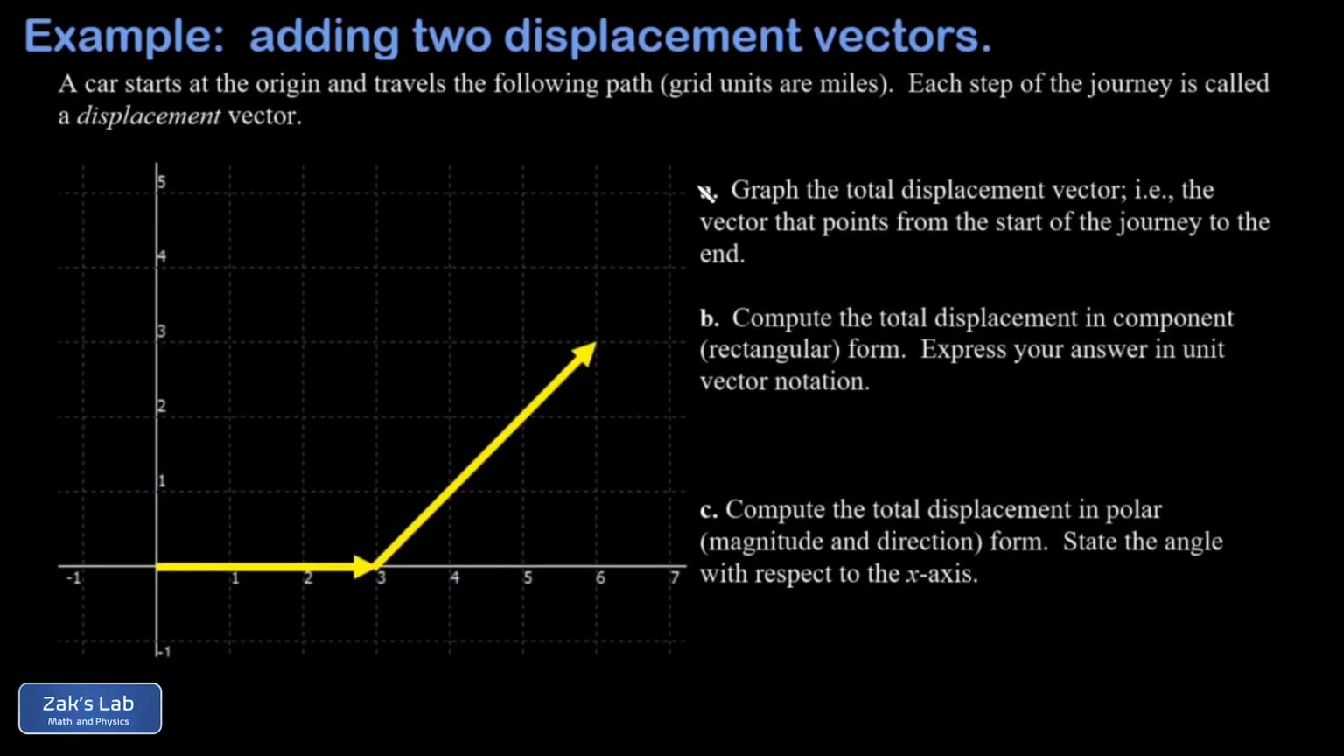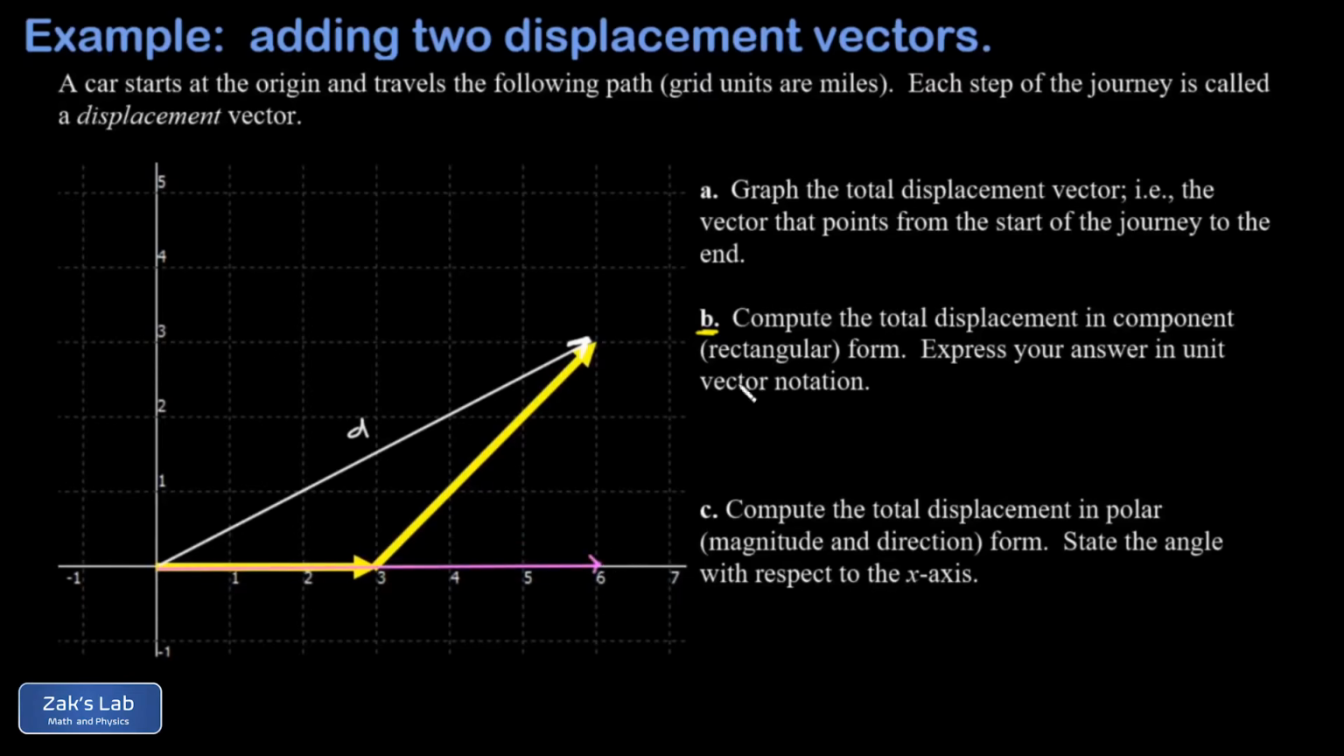And what I want in part A is the total displacement vector. And that's the vector that points from the original position of the car to the final position. In part B, I want the component form of that total displacement vector. So really I just have to count spaces here, but here's the vector components.